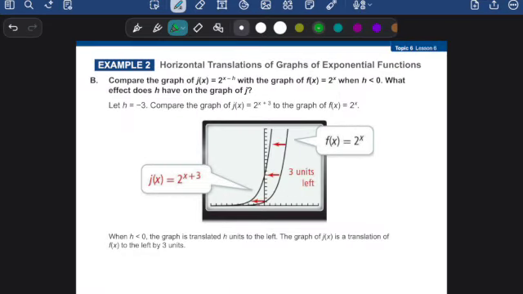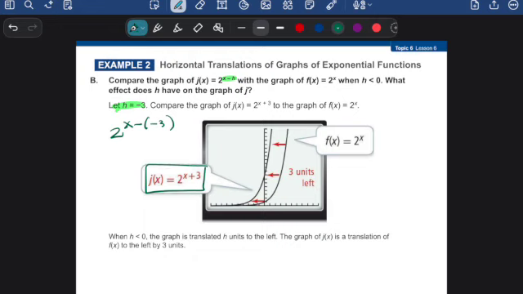Compare the graph of j of x to the graph of f of x, again, the parent function. So now we still have that change inside the parentheses. Okay, but now our value is going to be negative. We're going to say h is negative 3. So what would that look like? 2 to the x minus negative 3, right? So that becomes 2 to the x plus 3.